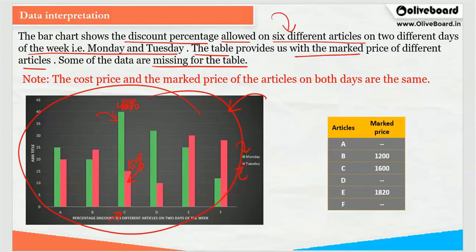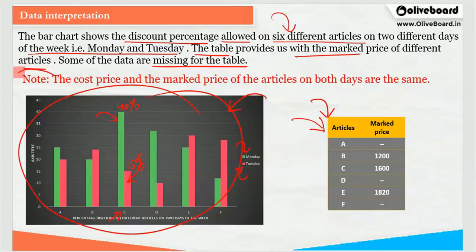They are basically providing you with the discount percentage allowed on different articles on 2 different days, that is Monday and Tuesday. And here is the table, which is providing you with the mark price of each of the articles. But here some of the data are missing. We don't have to find this data. We will look at the question, and if necessary, then only we will find the missing data. Otherwise, we will not bother about this. So the table is basically providing the mark price of different articles.